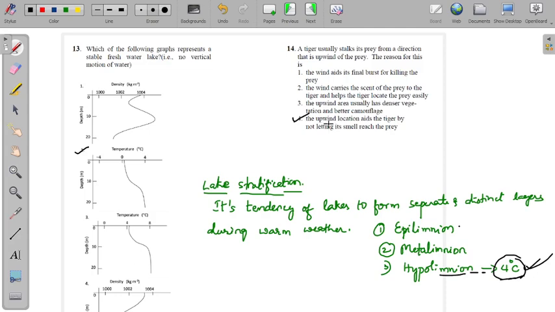If the tiger comes in the direction of the wind, its smell may reach the prey, because the smell will flow in the direction of the wind. That's why it always stalks its prey from a direction that is opposite to the direction of the wind.